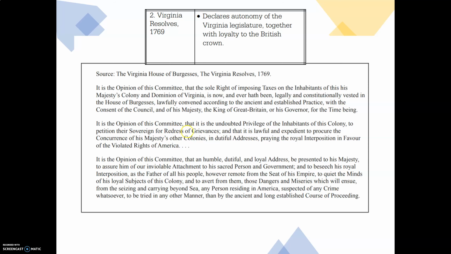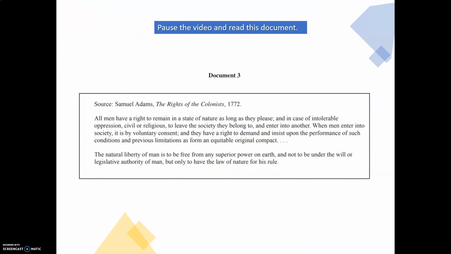And so overall, what this document does, as it says here at the top, is it's declaring some autonomy, that the Virginia legislature, the House of Burgesses, has a right to tax their people, not the crown, not King George III. So that would be, again, the content you're pulling out of this document. Again, pause and read the document, please.